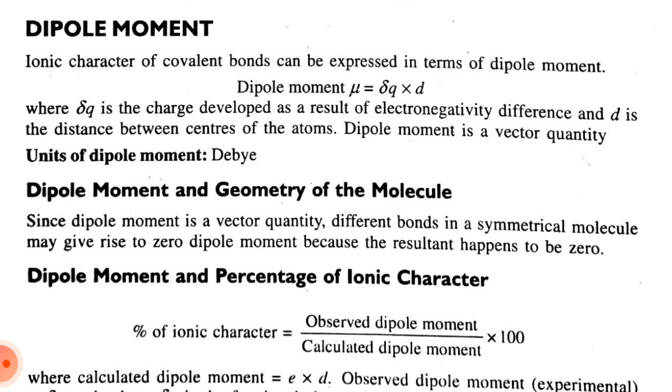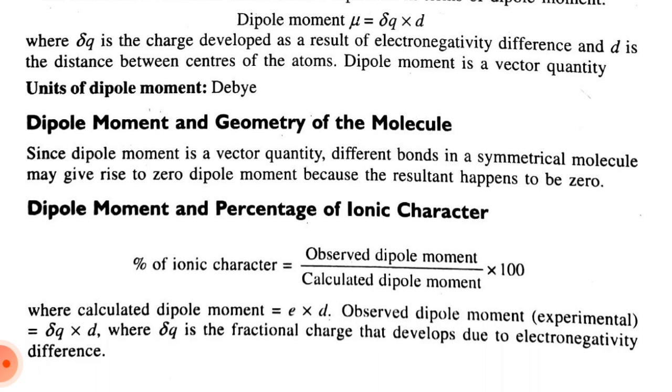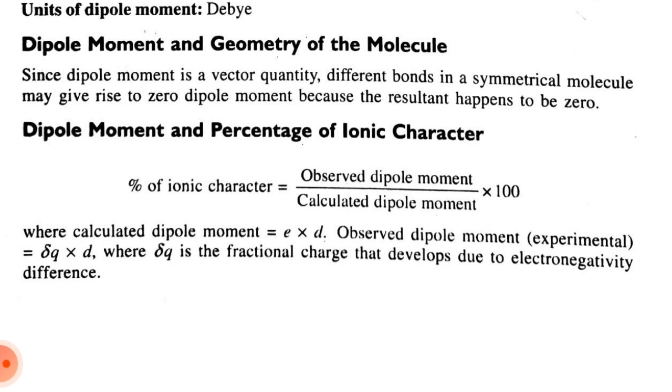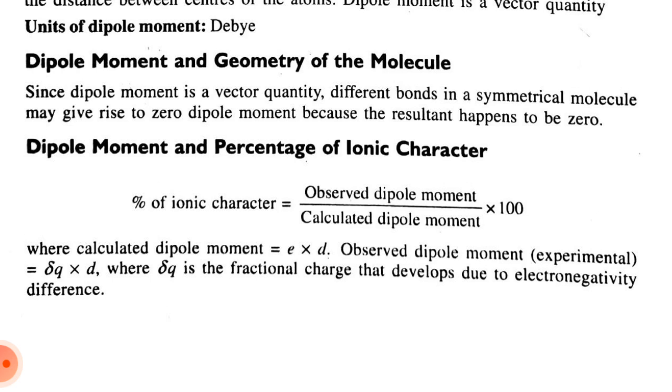Dipole moment. The ionic character of a covalent bond can be expressed in terms of dipole moment. Dipole moment is mu equals delta Q multiplied by d, where delta Q is the charge developed as a result of electronegativity difference and d is the distance between the centers of the atoms. Dipole moment is a vector quantity. Unit of dipole moment is debye.